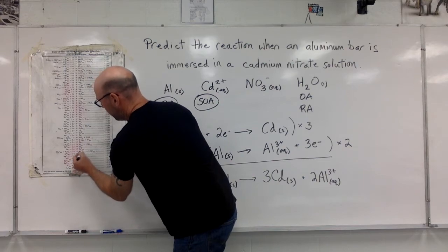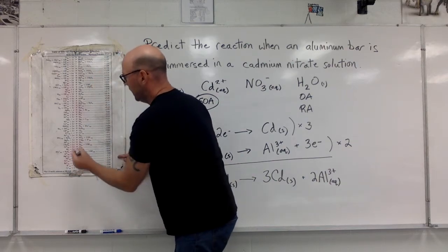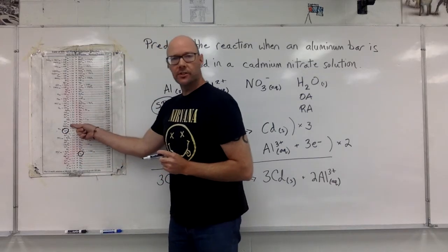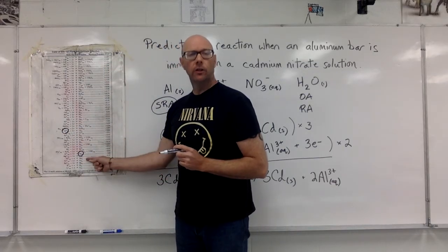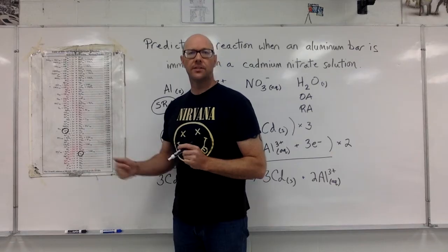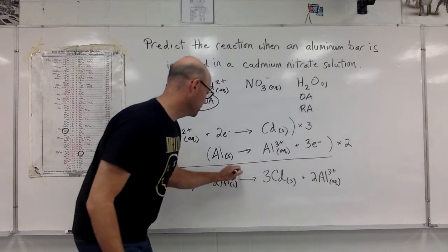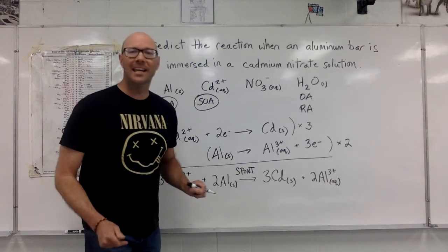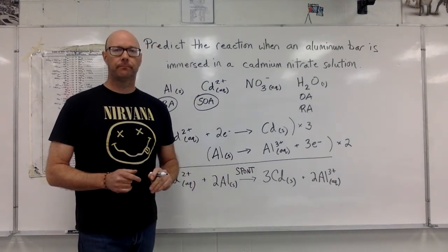The aluminum solid is here on the table, and the cadmium ions are up here. We have the oxidizing agent higher than the reducing agent, and that's a spontaneous reaction. So our final step is to indicate the spontaneity.